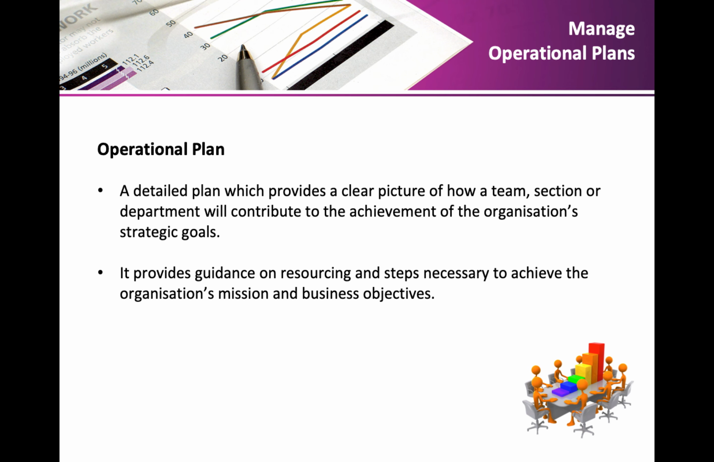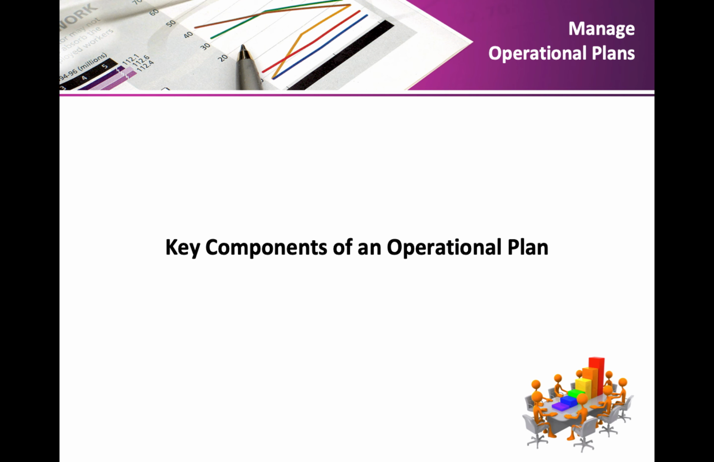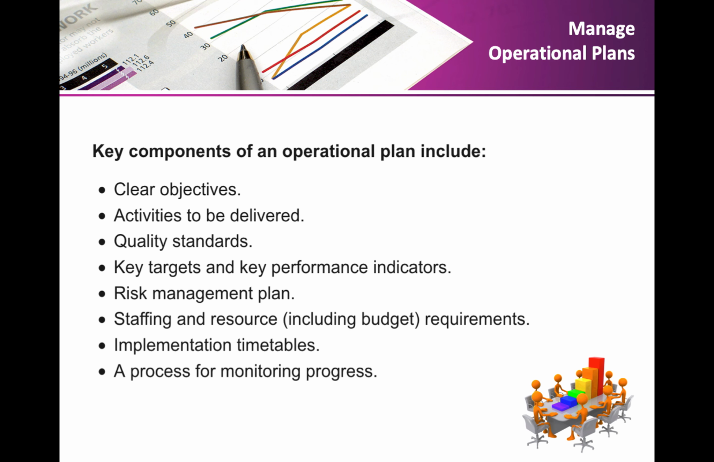Operational plan is a detailed plan which provides a clear picture of how a team, section, or a department will contribute to the achievement of the organization goals. It provides guidance on resourcing and steps necessary to achieve the organization's mission and business objectives. So the question arises, how? When we say how, it basically comes back to what is included in an operational plan.